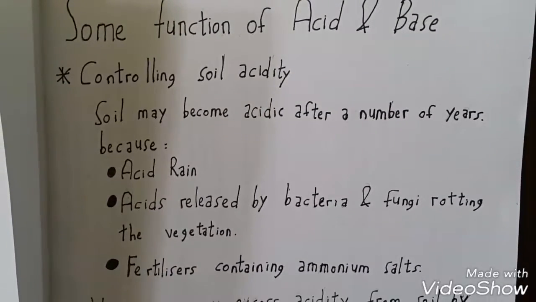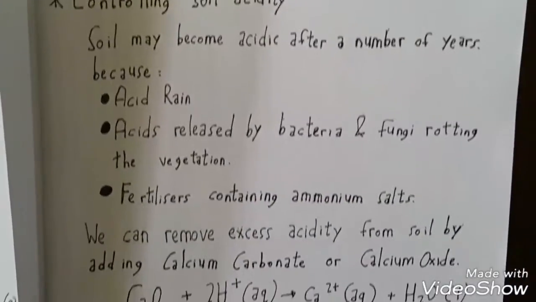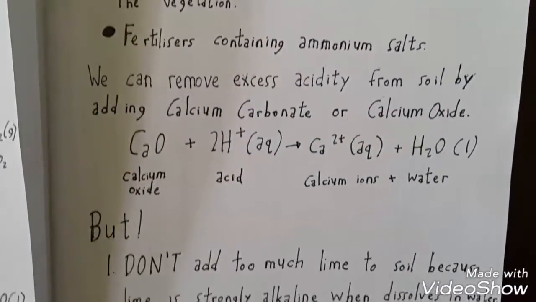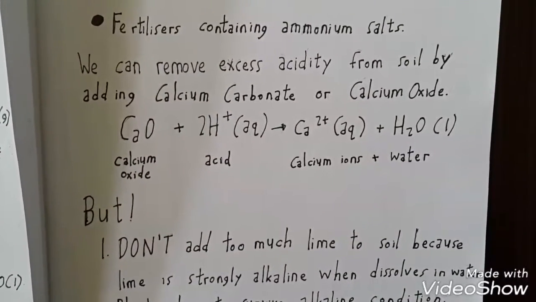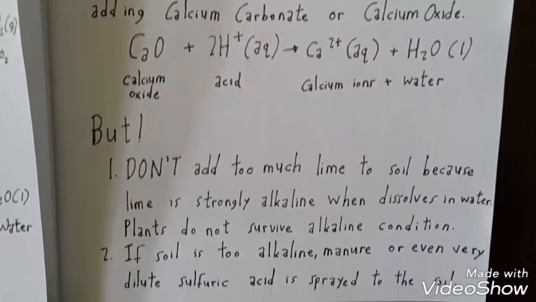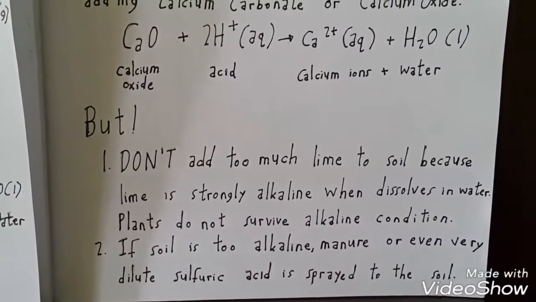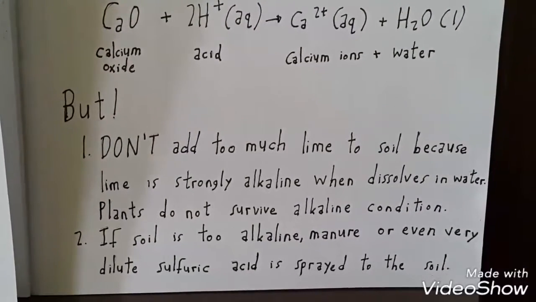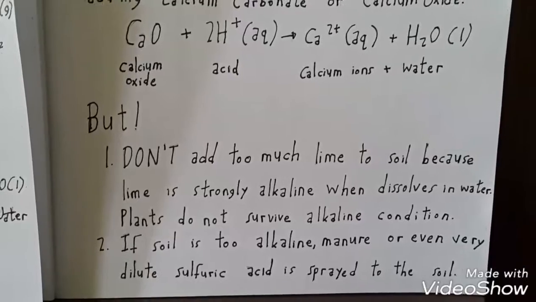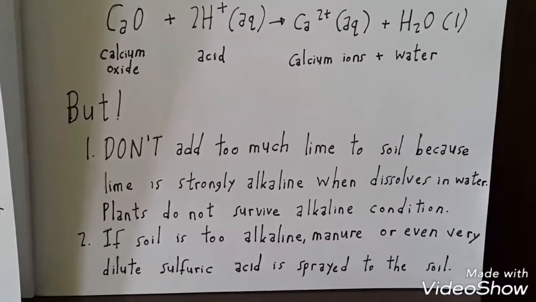Some function of acid and base: controlling soil acidity. Soil may become acidic after a number of years because of acid rain, acids released by bacteria and fungi rotting the vegetation, and fertilizers containing ammonium salts. We can remove excess acidity from soil by adding calcium carbonate or calcium oxide. Don't add too much lime to soil because lime is strongly alkaline when dissolved in water. Plants do not survive alkaline conditions. If soil is too alkaline, manure or even very dilute sulfuric acid is sprayed onto the soil.